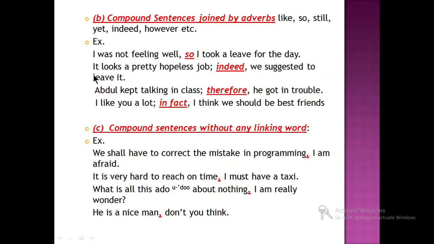आगे next sentence, it looks a pretty hopeless job. Indeed, we suggested to leave it. Yes, with the help of an indeed, both these two sentences are joined. It looks a pretty hopeless job, but means indeed we suggested to leave it. Abdul kept talking in the class, therefore he got in trouble. See, he got in trouble because Abdul kept talking in the class. Both the sentences are joined, helped to make a compound sentence. And the last one is I like you a lot, in fact I think we should be the best friend.